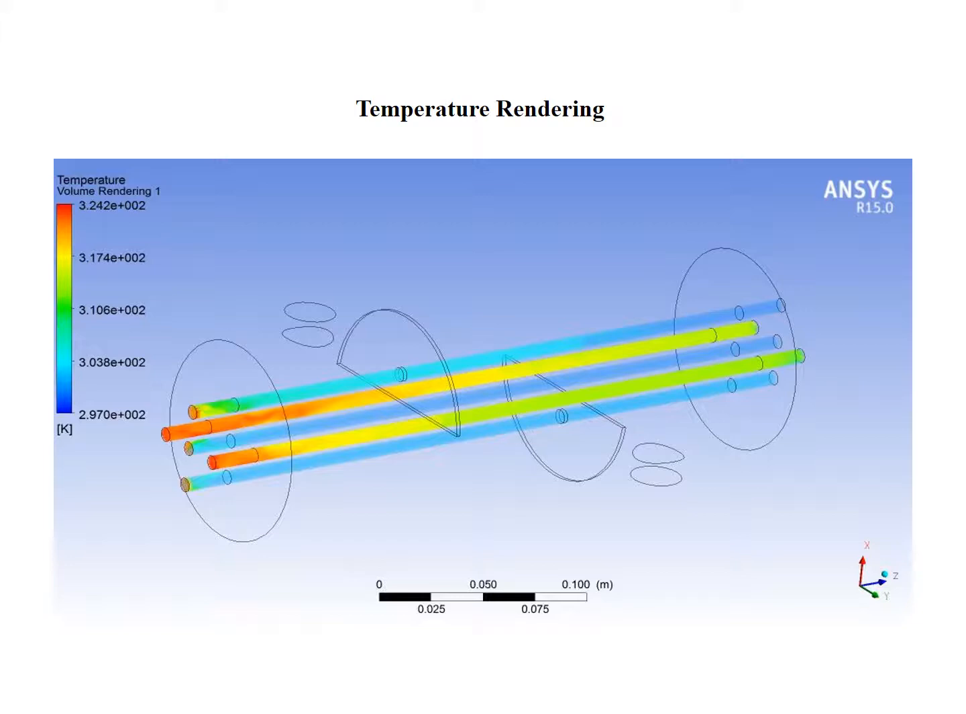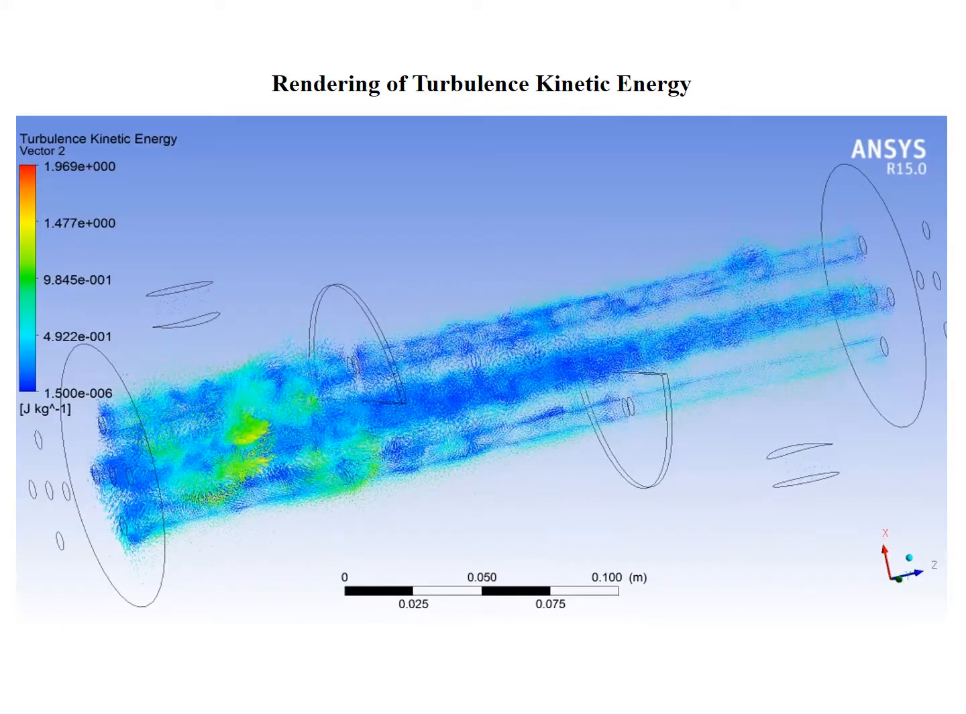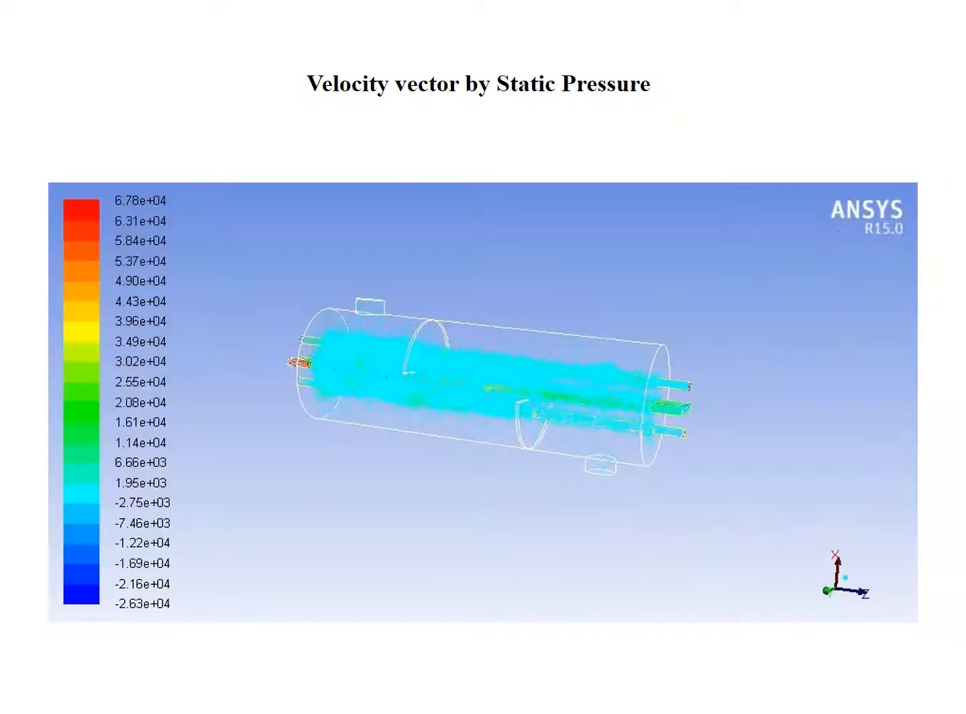Upon calculating we have found several solutions. This is a temperature rendering. We can see that there is a very high temperature at the start of the tube, at the inlet of the tube, where the oil temperature is very high because it gets inside. Once it gets outside, the temperature decreases. Next, rendering of turbulence kinetic energy. You can go through it.